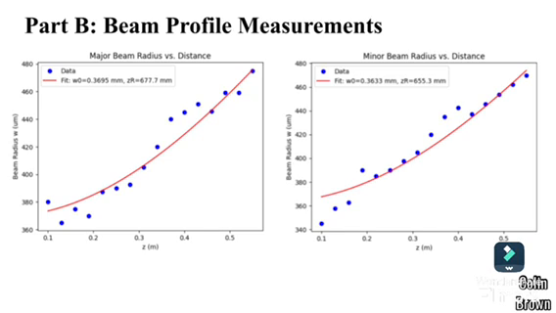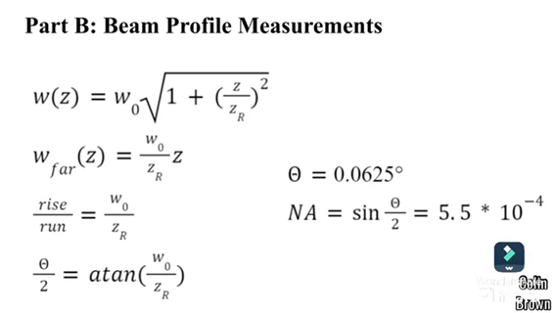Using Python, we fitted a Gaussian beam to our data, which we then plotted. We found the output of the profiler to be extremely noisy and unstable, which is reflected in the quality of our data. We found a beam waist diameter of 0.738 millimeters for the major axis and 0.726 for the minor axis. To find the divergence angle and numerical aperture, we will be using the value for the major axis as they are very similar.